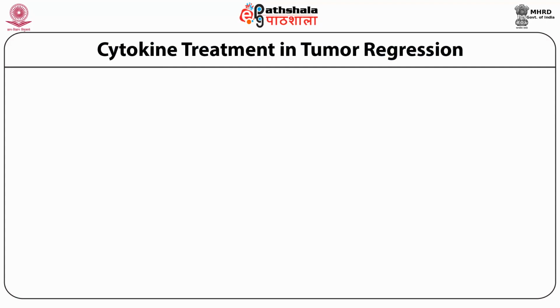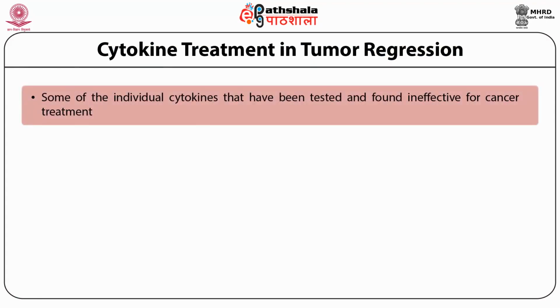Cytokine treatment in tumor regression. Some of the individual cytokines have been tested and found ineffective for cancer treatment. Including IL-1 beta, although it may be useful because it helps to mitigate the severe toxicity of interleukin 2. Therefore, combinations of cytokines can be used for tumor regression.